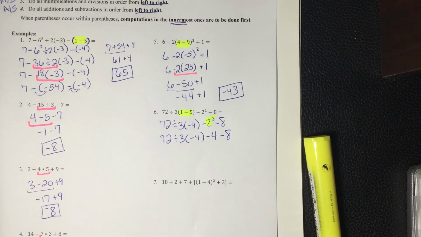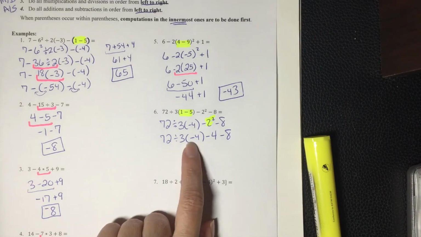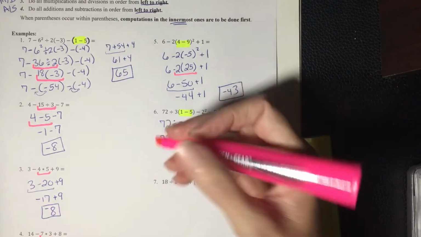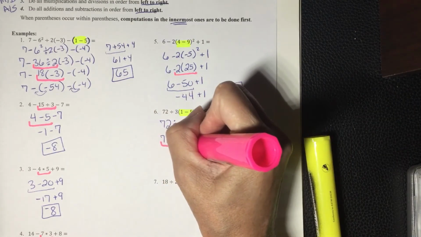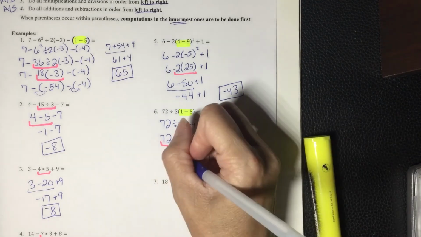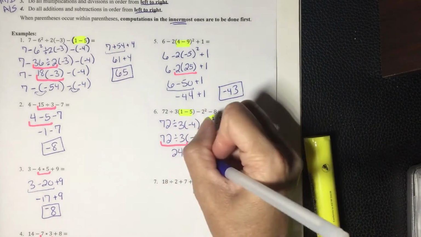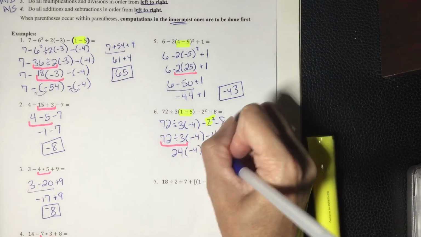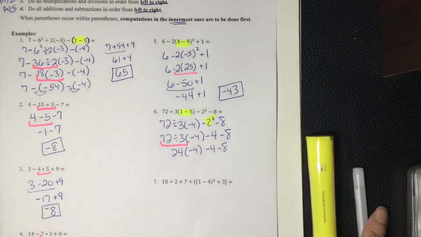All right, I've got grouping symbols. I've got exponents. I want to go left to right doing multiplication and division. The common mistake is to want to go ahead and multiply these together. But notice the division does come first. So I need to do 72 divided by 3. And that comes out to be 24 times negative 4 minus 4 minus 8.